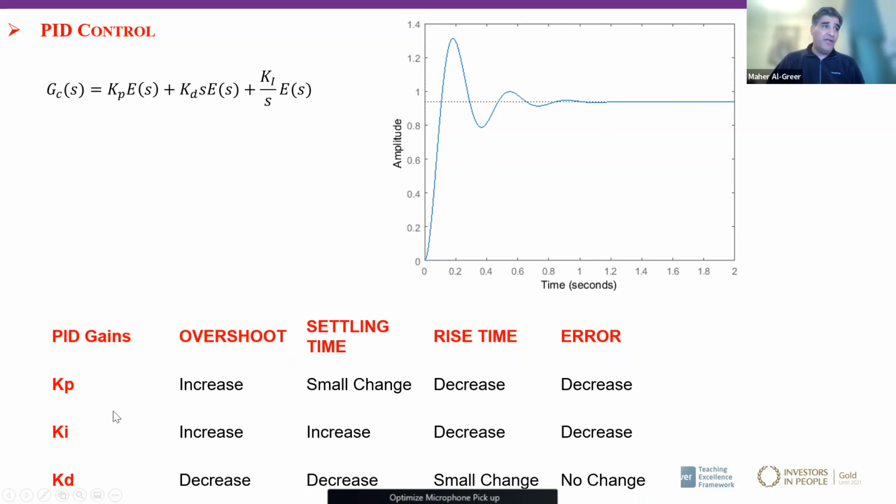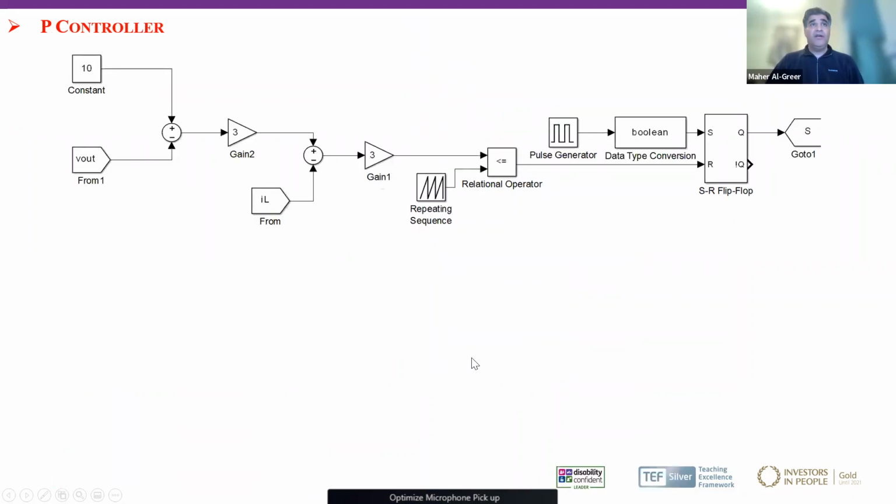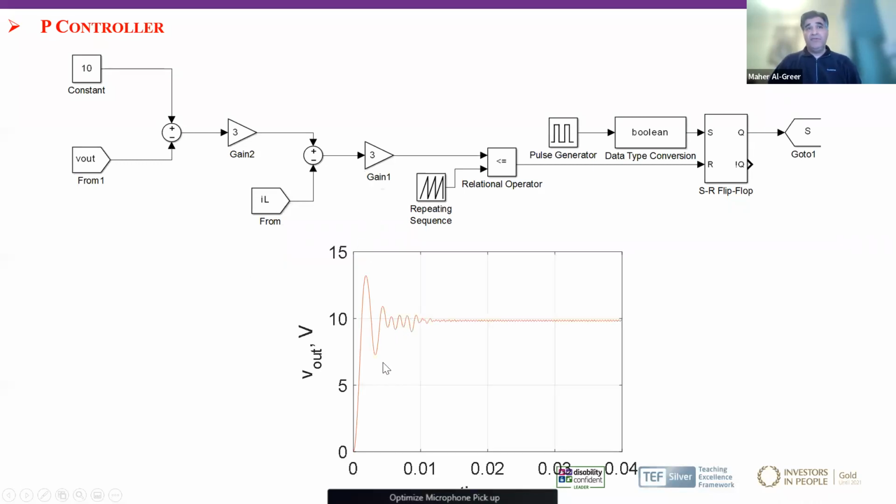So for example, you can see from that table, if you just select KP as the main control in the closed loop, that will increase the overshoot. Settling time will change a little, rise time will decrease, and error will decrease. So let me show you some of those outputs using this type of controller. In this block diagram, or in this circuit, we select a PID controller, and here we're using a current mode control system. You can see that we have the feedback as a current, and the feedback here as a voltage. So we have two proportional controls in the system, and this is the response of that system, using the KP.